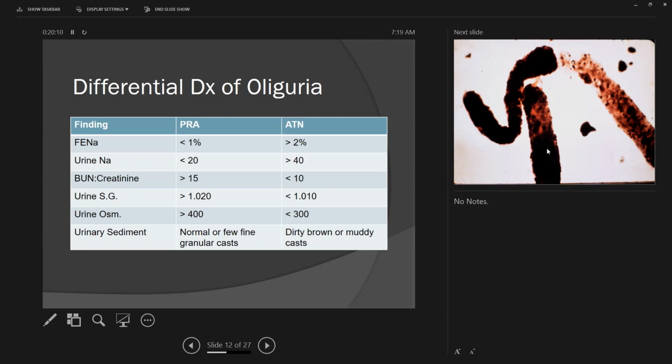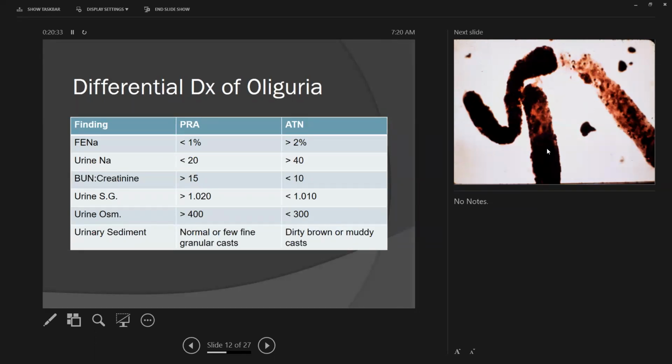This BUN to creatinine ratio is usually pre-renal if it's greater than 15, or ATN if it's less than 10. If you have ATN, you have sick tubules. You cannot concentrate your urine, so the specific gravity and the urine osmolality are low, as opposed to patients who have normal tubules, just volume depletion.